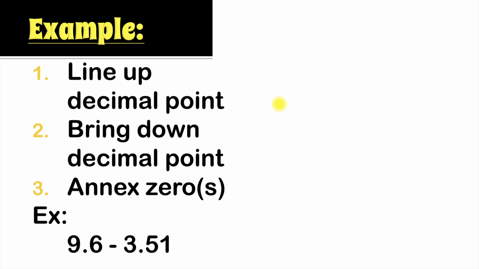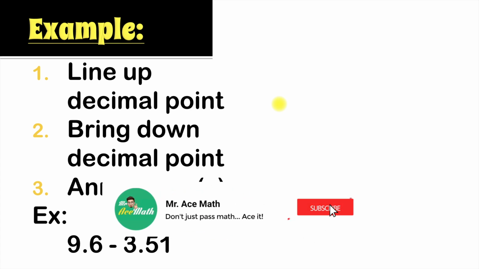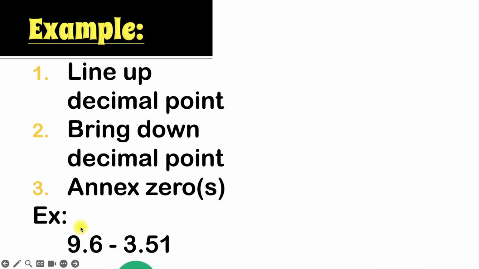In this video, we're going to go over one basic example of how to subtract decimals. And our example is 9.6, properly read as 9 6/10, minus 3.51, properly read as 3 51/100. So the first thing we need to do is follow step 1 and line up the decimal point.